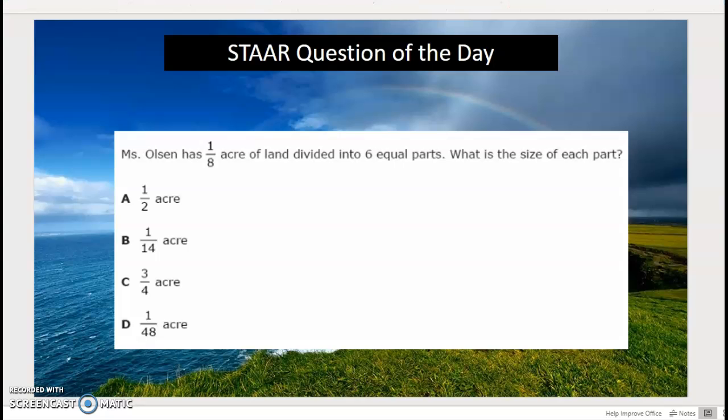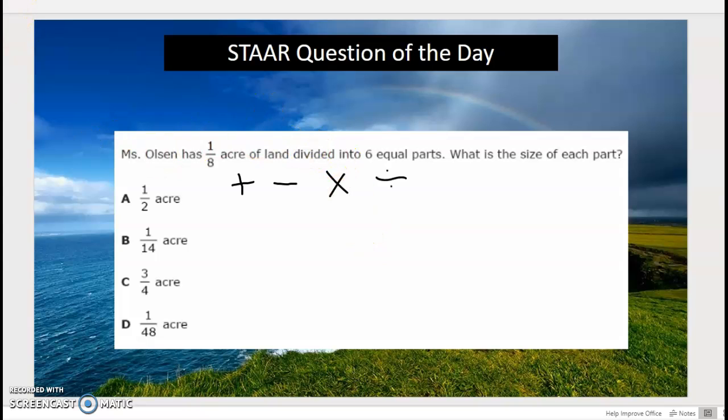Okay, let's take a moment and solve the STAAR question of the day. Ms. Olson has 1/8 acre of land divided into 6 equal parts. What is the size of each part? Well, in our quest to solve this, we could either add, subtract, multiply, or divide. Which one did you choose?